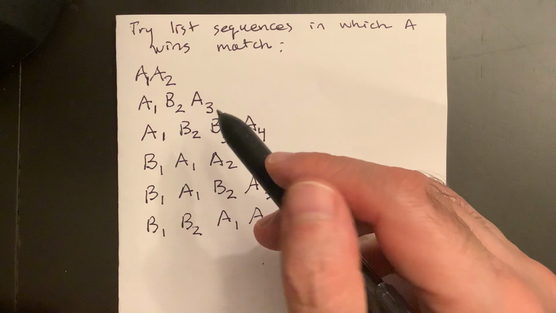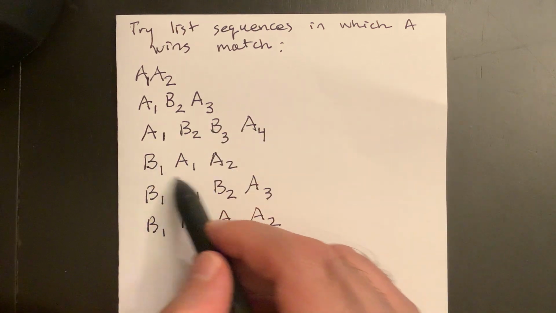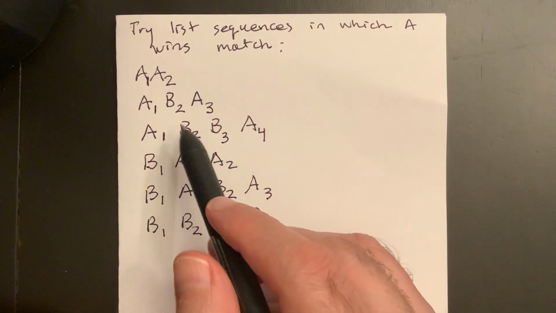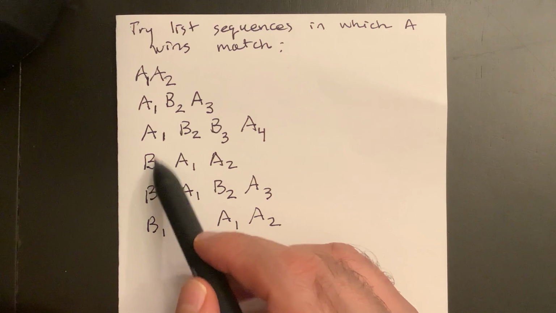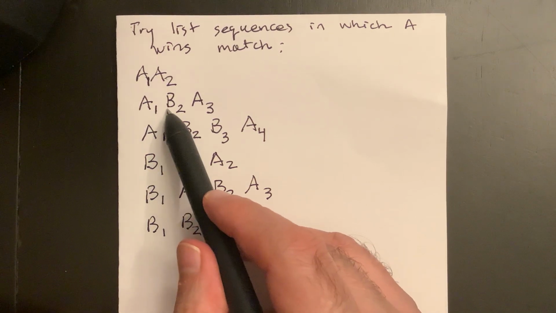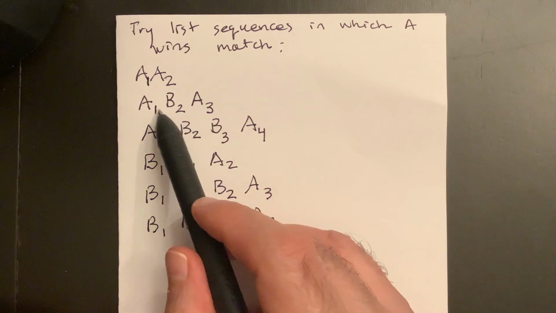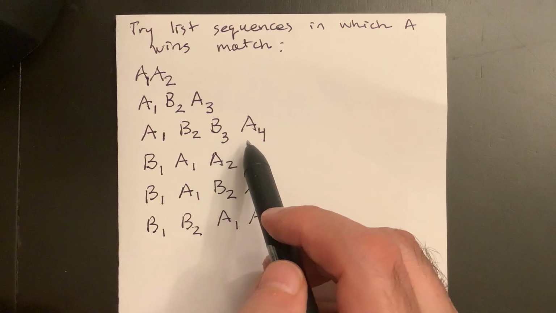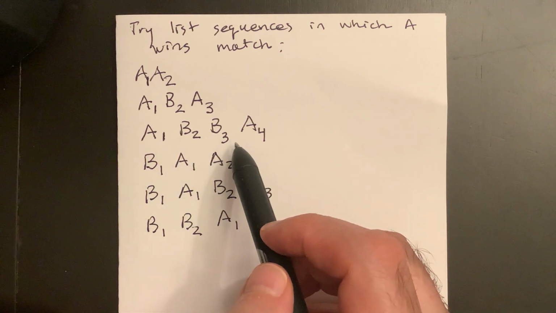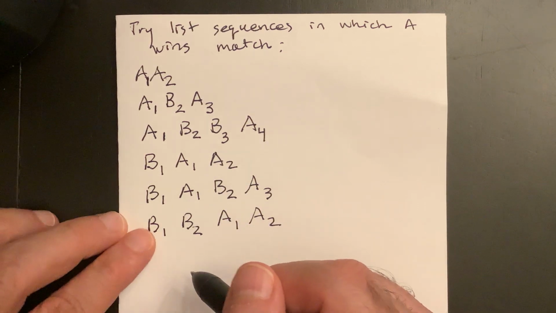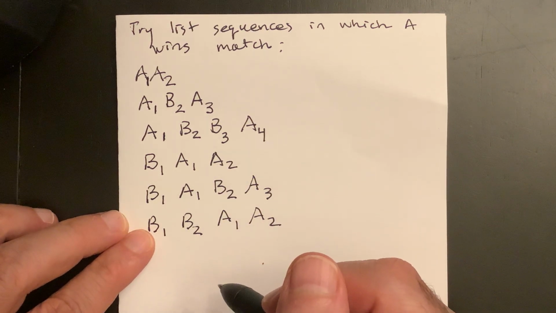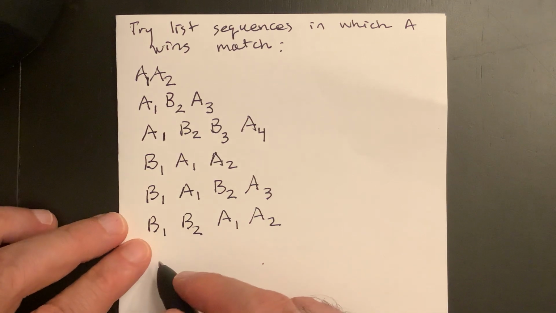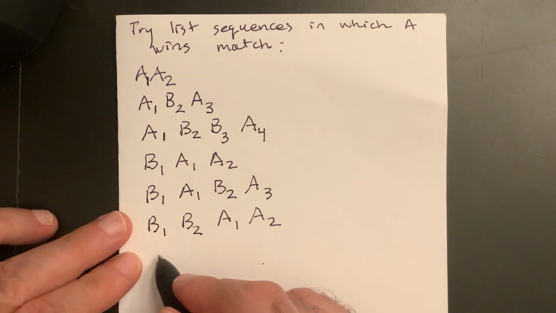Is there any other way A can win in three? Yes, A can win in three this way too, right? So there's no other way A can win in three if A wins the first, though. It has to be like that. So I do think this is those ways. Now in four, there are more ways. There's only three more ways for them each to win two. But let's see. I think this is going to do it, though, because what are the other two?